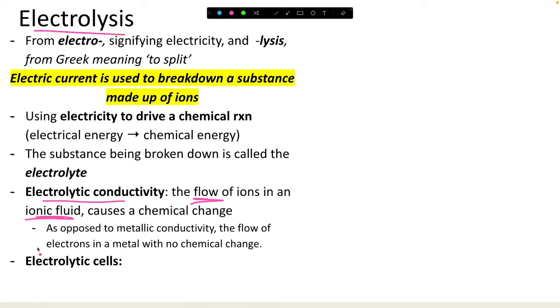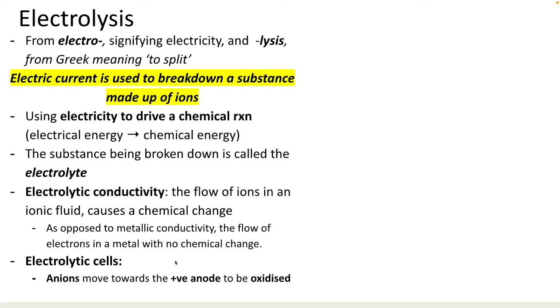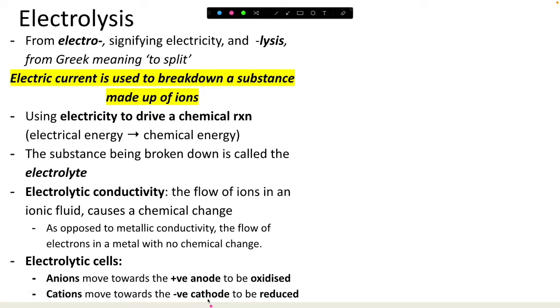Electrolysis occurs in electrolytic cells, where we have something called an anode. Anions move towards the anode and undergo oxidation; they can lose electrons. We also have a cathode, where cations move to the cathode and are reduced, gaining the electrons that were lost at the anode.